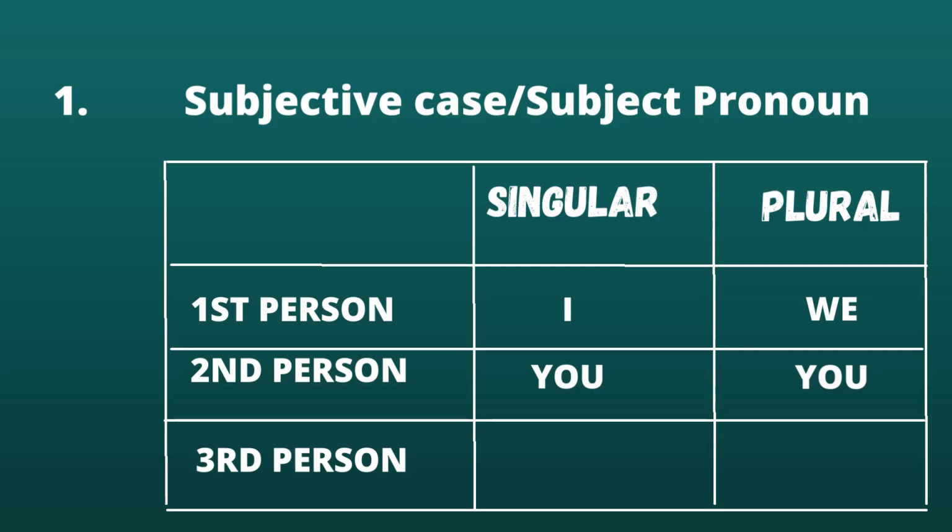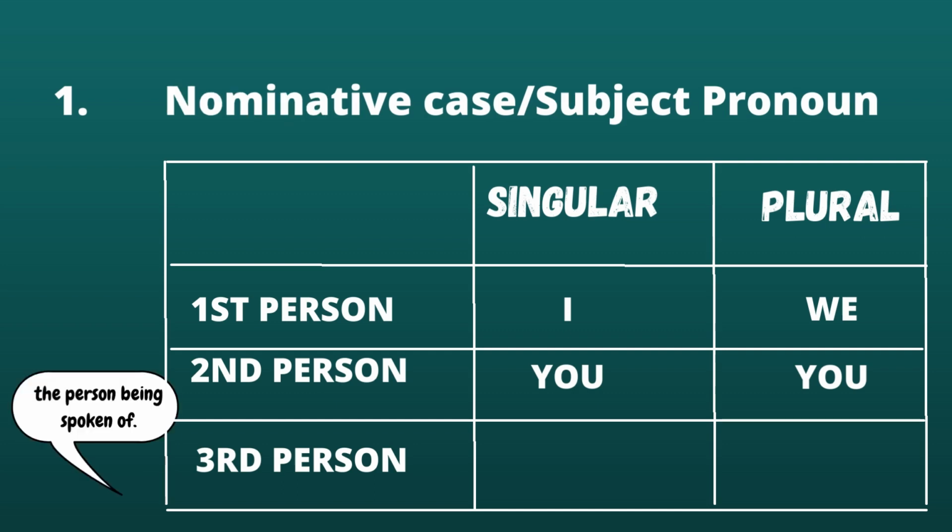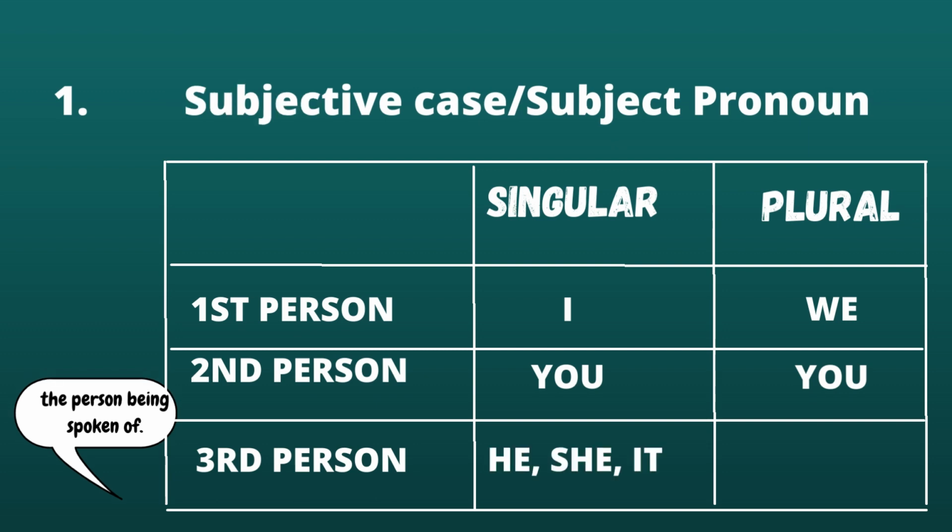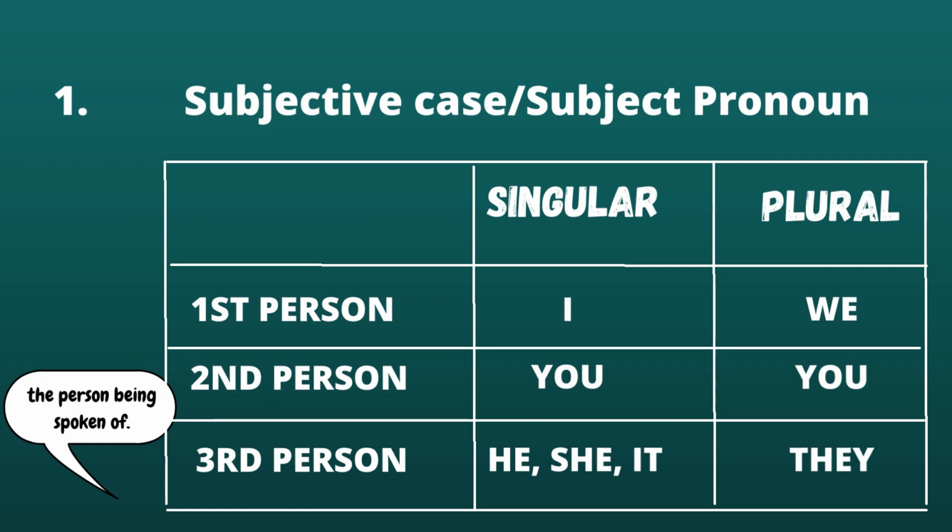Let's move on to the third person. The third person is the person being spoken of. Third person singular are he, she, it. They could be determined by gender. He is male singular, she is female singular, it is used to replace no gender, usually used for animals and objects. Now, third person plural is they.